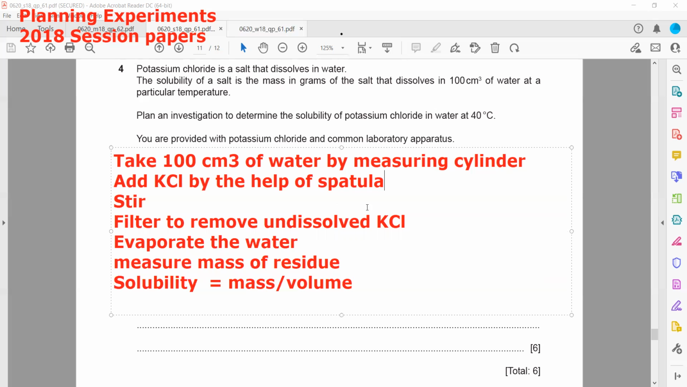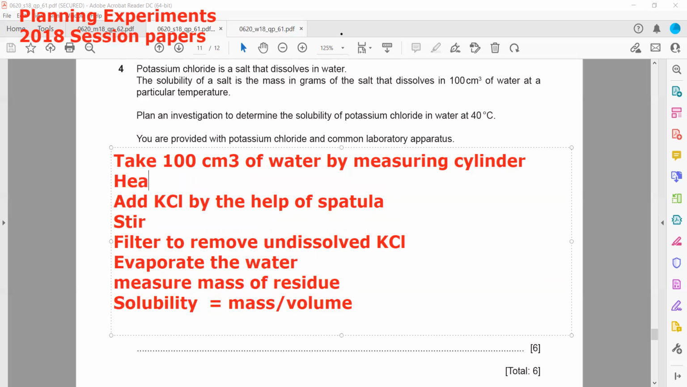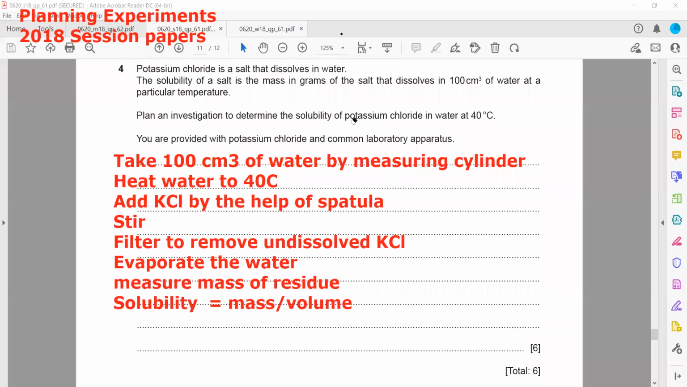So this is how we work out the solubility. But we want to maintain a temperature, so I have to mention here, when we took water in the measuring cylinder, we'll heat the water to 40 degrees and maintain the temperature. So this is how we work out how much salt dissolved in 100 cm cube of solvent.